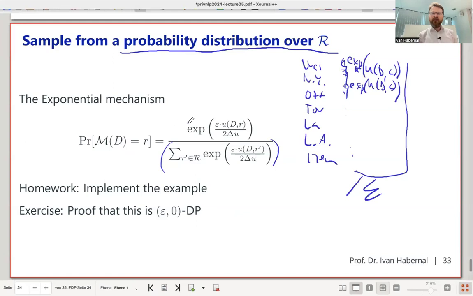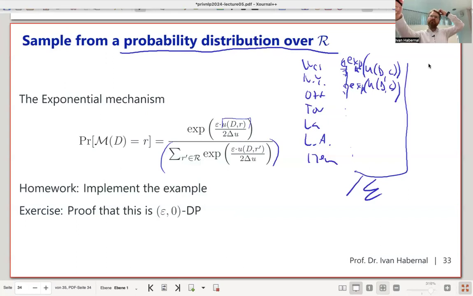And we understand also why this utility is here, because this is proportional to the utility. We want the higher the utility, the higher the probability, right? Cool. The higher the epsilon, the higher the probability. This is interesting because epsilon, yeah. What happens if you have smaller epsilons? Well, if epsilon goes down, this distribution goes more uniform. If epsilon is large, then the maximum value will get much larger.